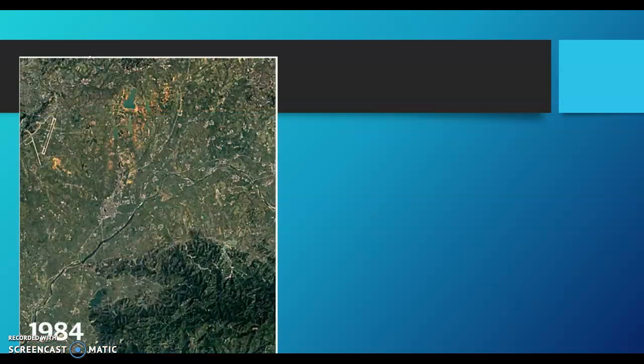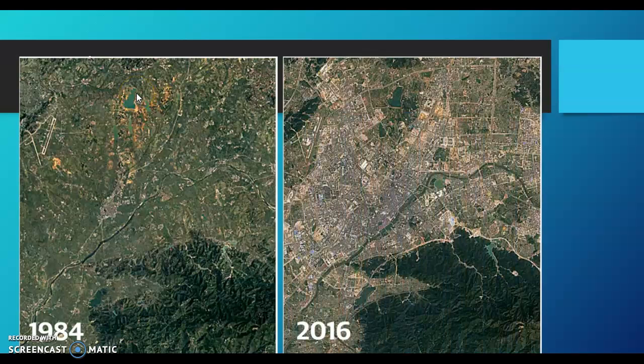Here's an aerial shot from 1984. Again, found in a relatively rural area. You can see around the center of the screen some congestion, some activity. You see a lake to the north. And then by 2016, we see this massive urban conglomeration.